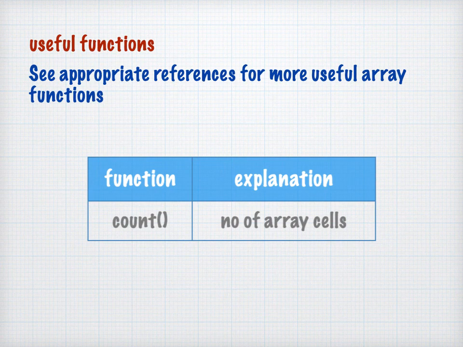Now there are loads of useful functions out there, and you can look them up in the PHP help system online. This is the one that we're using here, count, and in brackets we place the name of the variable that contains the array, and what it does is it returns the count of the number of cells in the array.